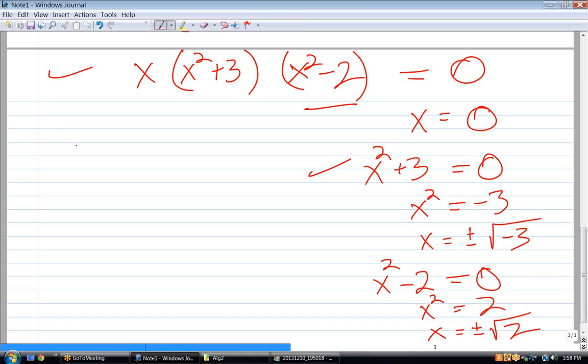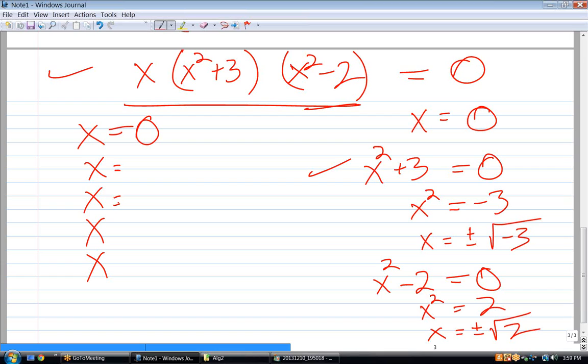Okay, so now let's list all 5 solutions. There's 1. I know there's 5 solutions because this started out as a quintic, or whatever they're called, 5th degree polynomial. Okay. So you would have 0 as 1, and then you'd have plus or minus the square root of negative 3. Okay, let's convert that to imaginary notation. Plus i square root of 3. Square root of 3i.